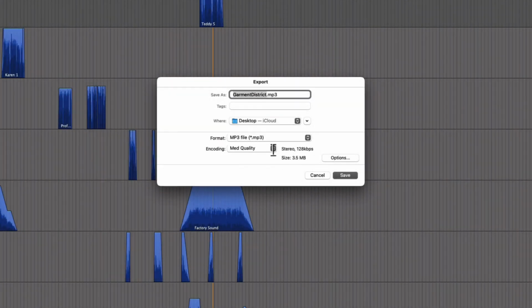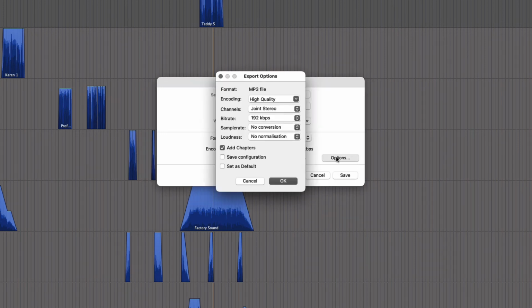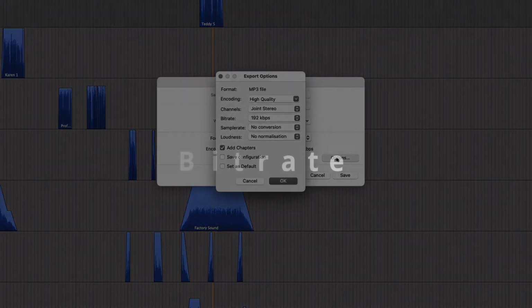We can always go with the simple solution and choose low, medium, high, but since we're learning something, then we better get into the options menu and have a closer look. The first option we get is channels: mono, stereo, and, wait, joint stereo? This needs some explaining, and we can do that after we've talked about bitrate.